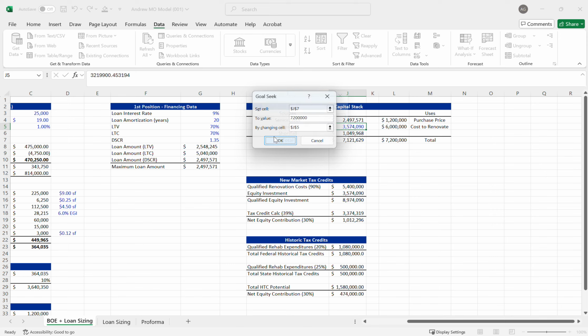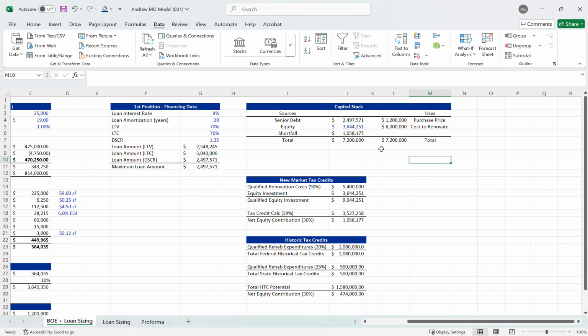I hope I typed it in right. Yep. So it was, let's see. We had 3.2 equity investment, 3.64.